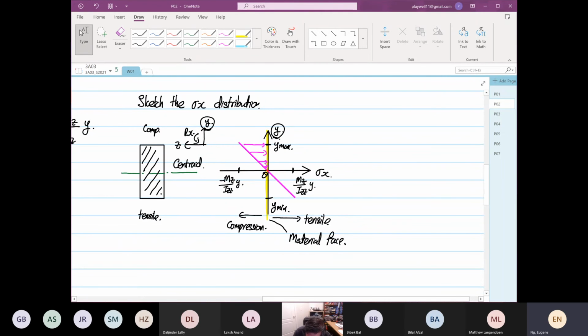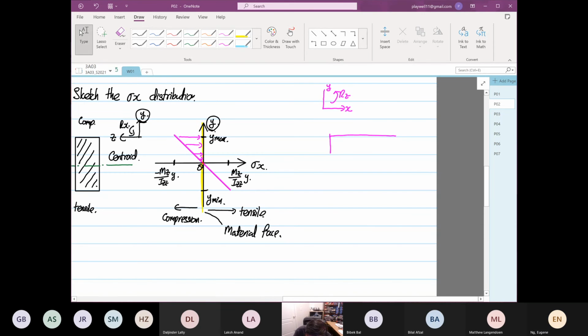Okay, so now if we're going to view this in the X, Y, and rotation about Z, this is the entire beam, right? This is the entire beam. And then this is the, wait. This is the centroid. Yeah, so this is our centroid.